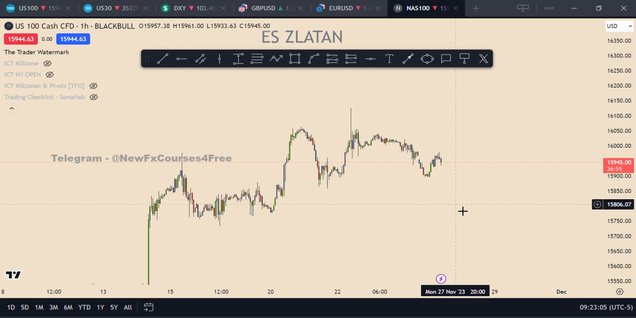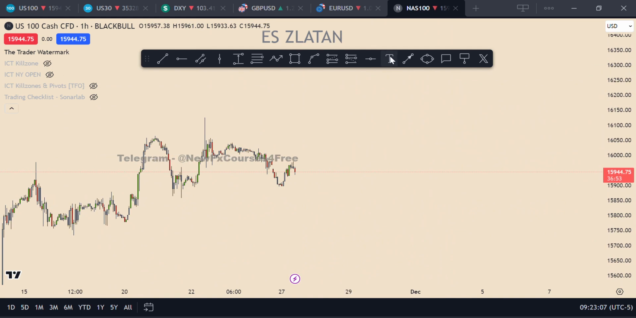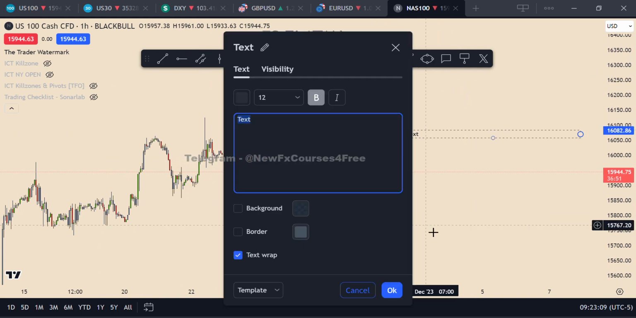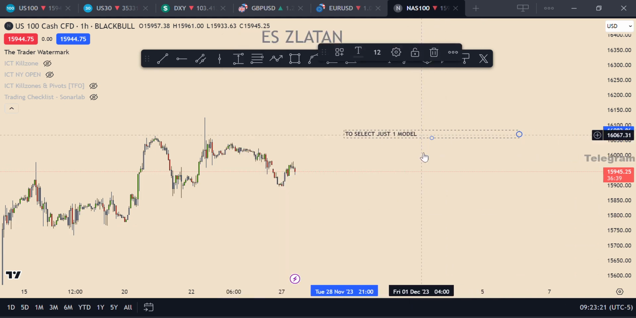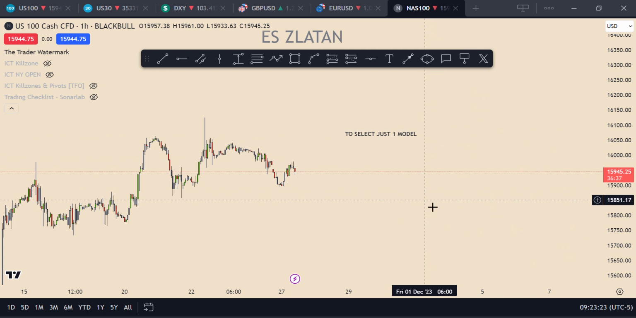you should be able to select just one model. You don't have to use all of them. All you need is one, just one model. You understand?